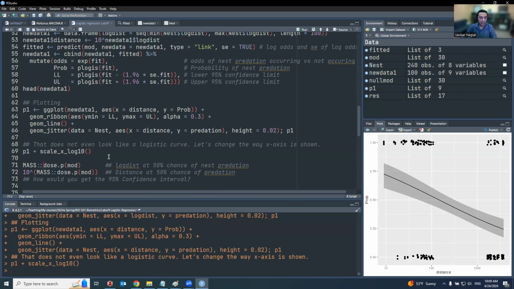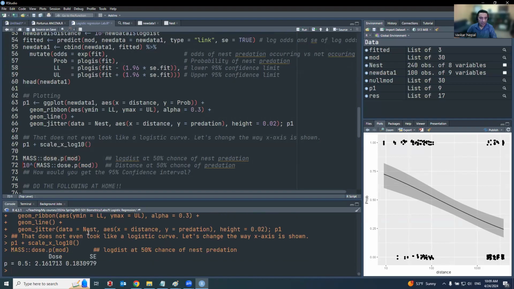To do that, we can use the function dose.p from the package MASS. From the package MASS, the function dose.p will give you the log dist at 50% chance of nest predation happening. Log dist 5.16 is the log dist. Now we need to convert that to actual distance. To do that, we do 10 to the power, right?